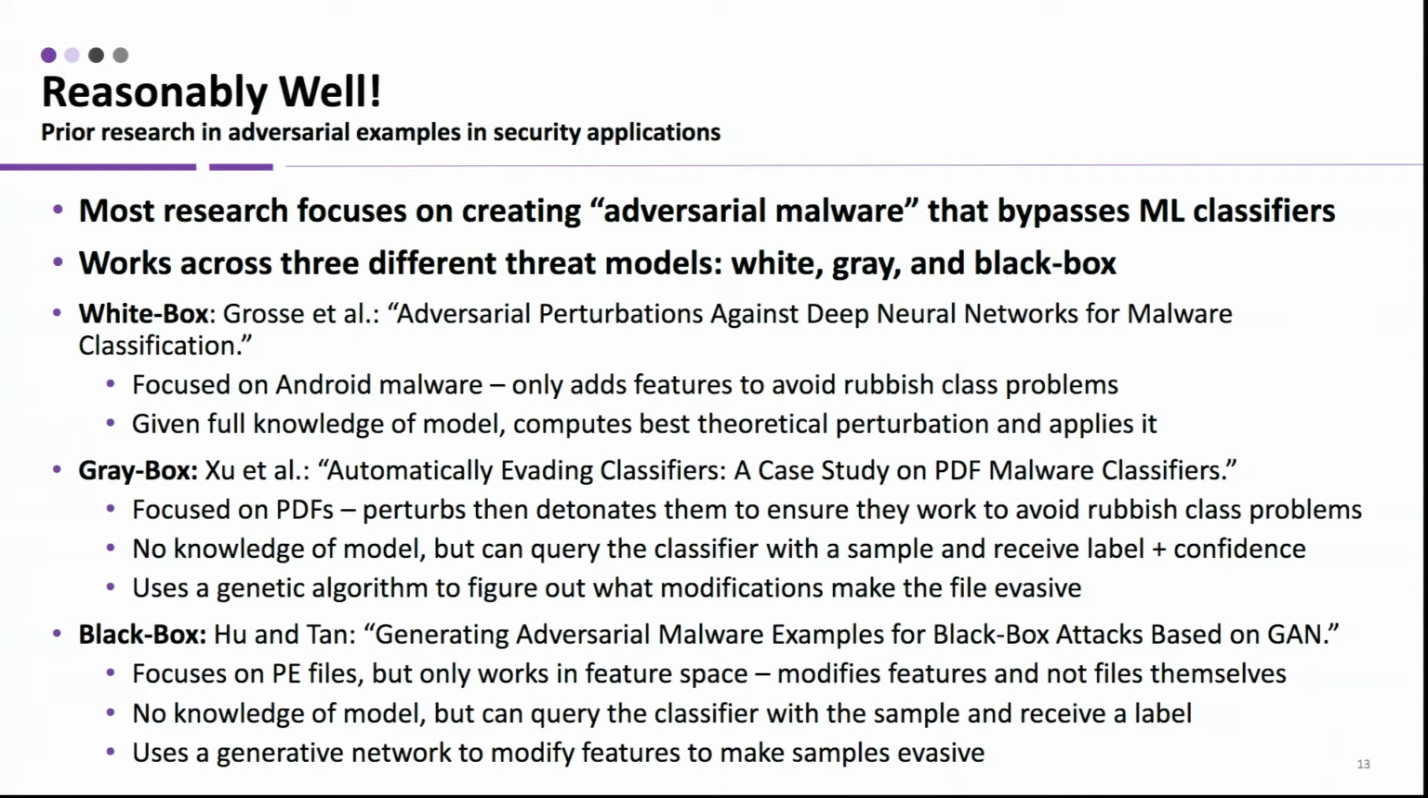They had no knowledge of the internals of the model, but they could query the classifier with a generated sample and get back a confidence score, so how confident the classifier was. And there they used a genetic algorithm, and just given that confidence score, that was sufficient for them to generate the adversarial example.